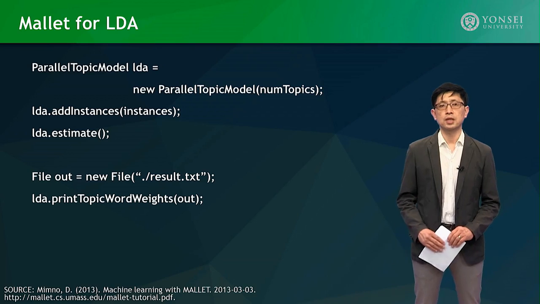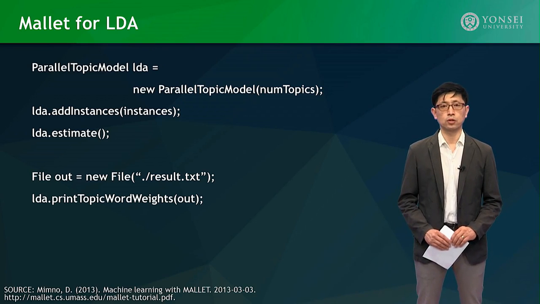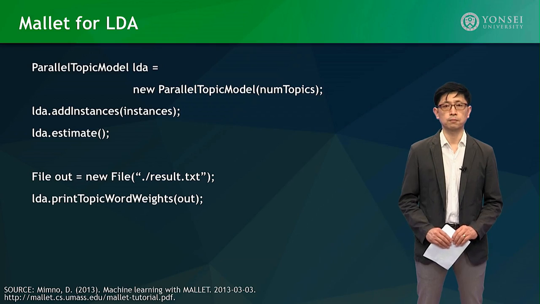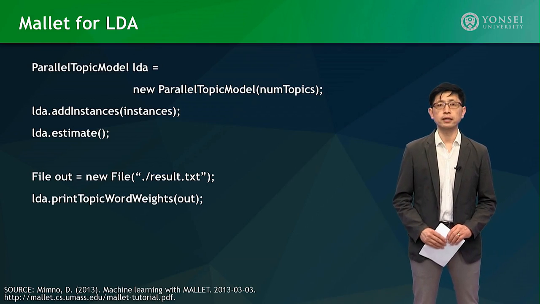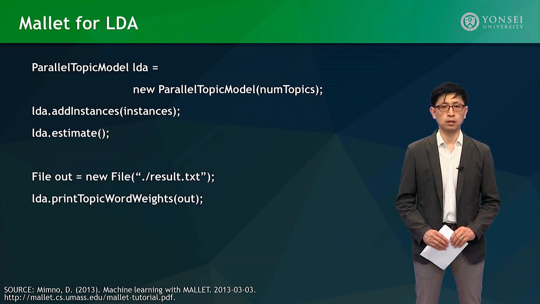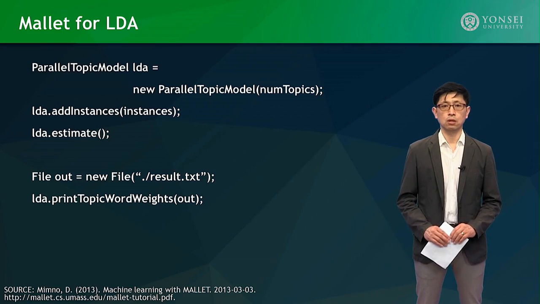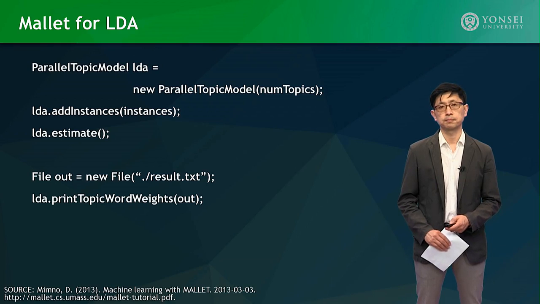It runs the Gibbs sampling method as the inference algorithm, and that requires an initial step to randomly assign words to different topics. The iterations later refine the assignments according to an optimization function. After this, you can write the result of topic modeling to a file by calling the print topic word weights function, which prints a normalized weight for every word in each topic.